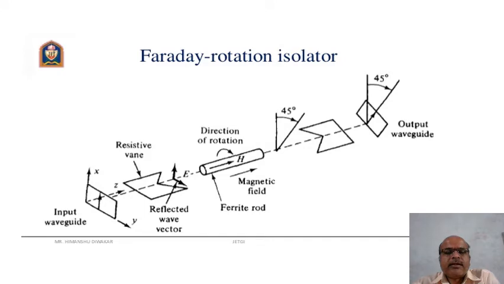This is a Faraday rotation isolator as shown in this diagram. The input waveguide is here, and this is a resistive card, as shown in this diagram. This is the direction of rotation, and this is the magnetic field. There is a 45-degree clockwise rotation, as the isolator operates on the Faraday rotation principle, and this is the output waveguide. From this diagram, we will study the basic operation of a Faraday rotation isolator.